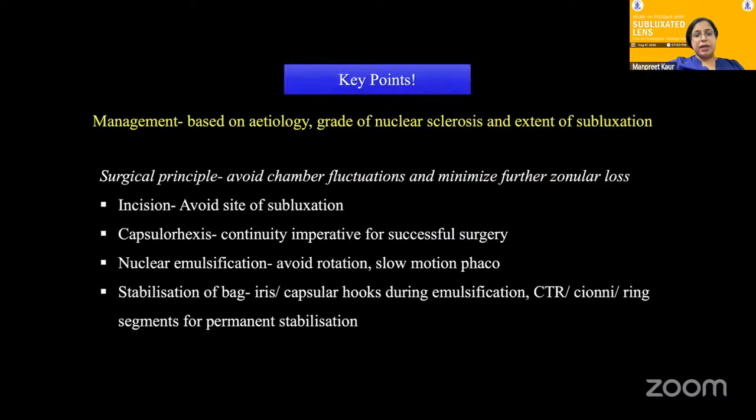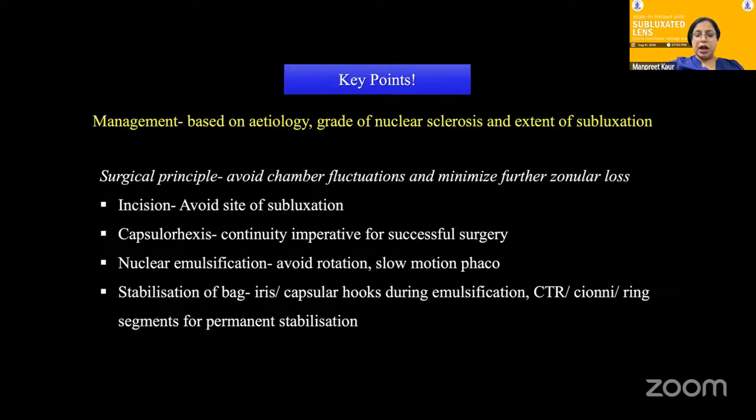So management is based on the etiology, grade of nuclear sclerosis, and extent of subluxation, which we have seen throughout this webinar. The surgical principle that everyone should take care of is to avoid anterior chamber fluctuations and minimize further zonular loss. How do you do it? Incisions avoid the site of subluxation. Capsular rhexis continuity is imperative for successful surgery. If you have a discontinuous rhexis, extending rhexis, then capsular tension ring is out of the question. You need a continuous anterior capsular rhexis to put these implants as well.